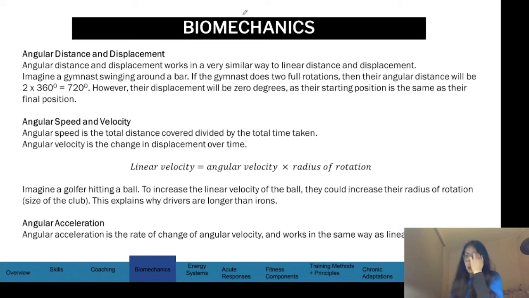Same thing as if you get a longer club, then you have an increased radius of rotation because you can go further. That radius is longer because that club is longer, so you can hit further. Drivers are the golf club you use when you hit off the tee, right? Drivers are longer than irons because you want to hit it further. You want to hit straight off the tee to get as close as possible to the hole, right? So a driver will help hit it far and long because it is quite a long club and it has an increased radius of rotation. And if you apply the same velocity to that, you can actually increase the overall linear velocity and get it to go further, okay?